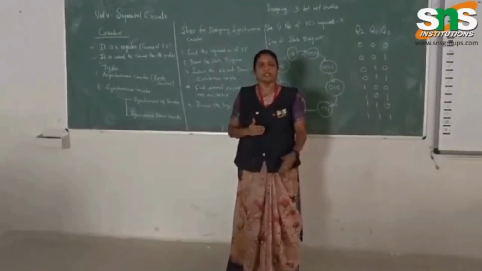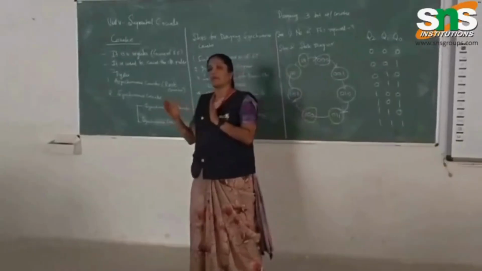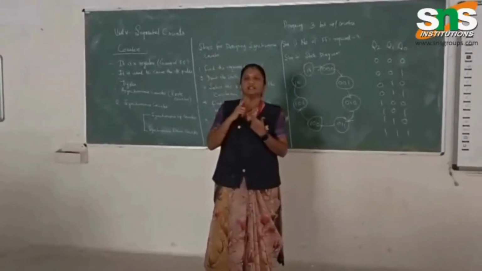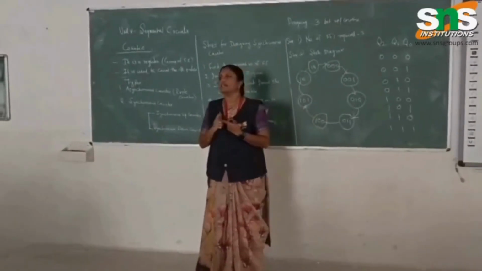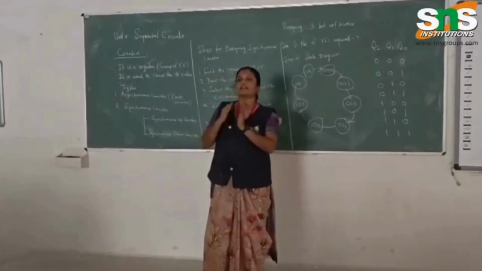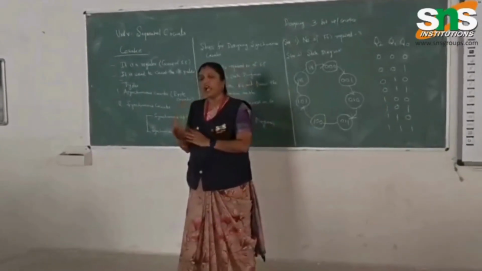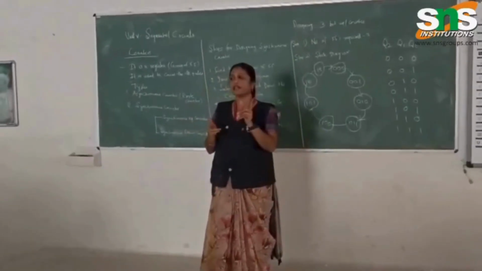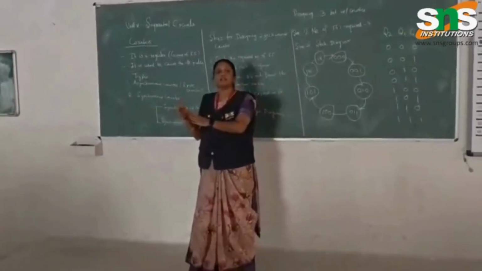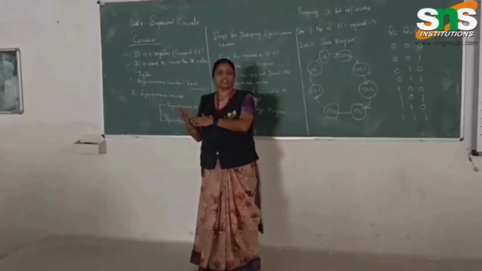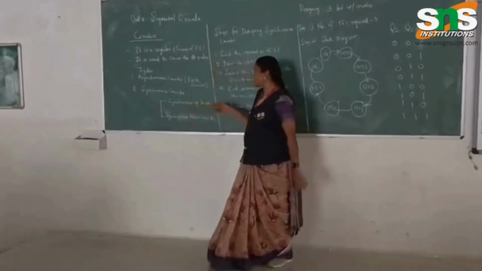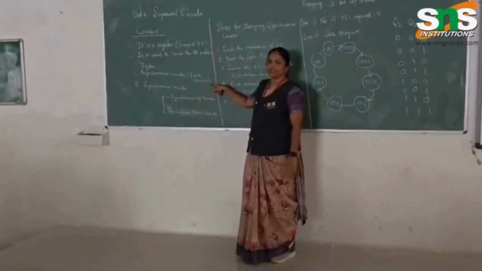For example, if the counter is made up of 3 flip-flops, the external clock pulse is applied to the first flip-flop, the second flip-flop is triggered by the output of the first flip-flop, and the third flip-flop gets its clock input from the second flip-flop. That is why it is called a ripple counter.